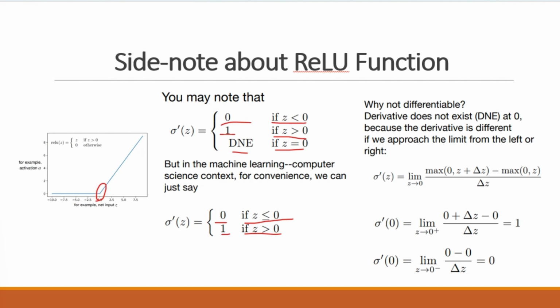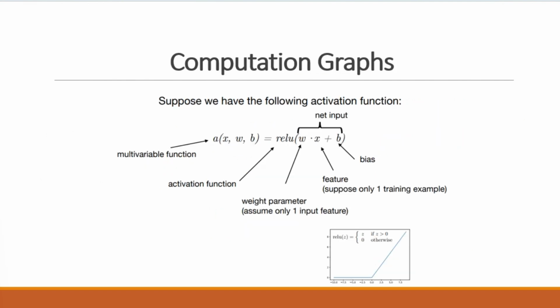Now let's move on to the computation graph. Just to summarize, we now have the following activation function. It's a multivariable function where we have three inputs. We have the feature; here we only have one feature and one training example for simplicity. We have the bias unit and the weight parameter. Also for simplicity, only one weight parameter, corresponding to the one training example feature.